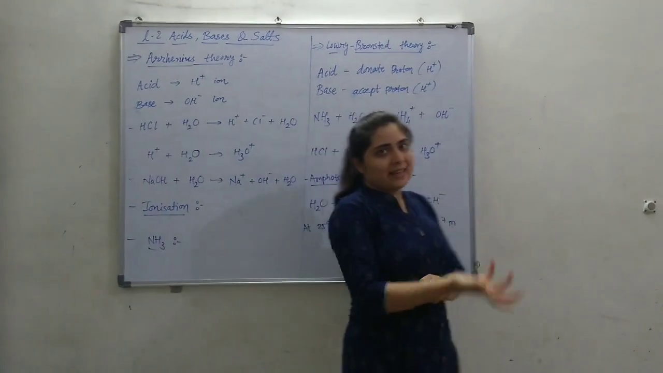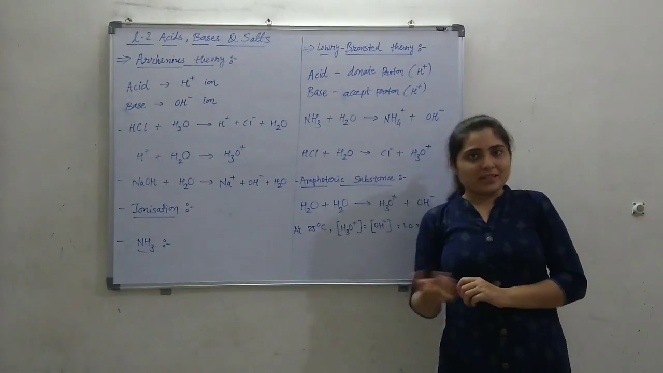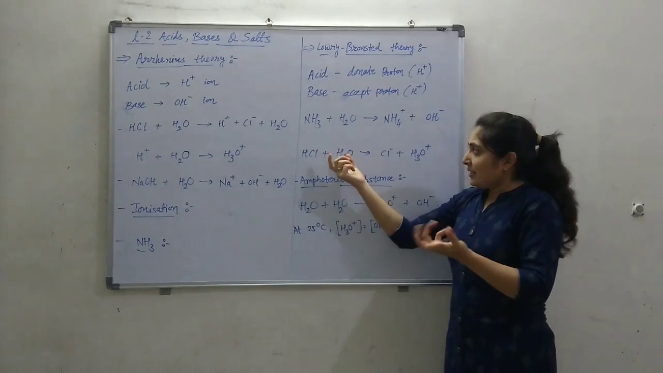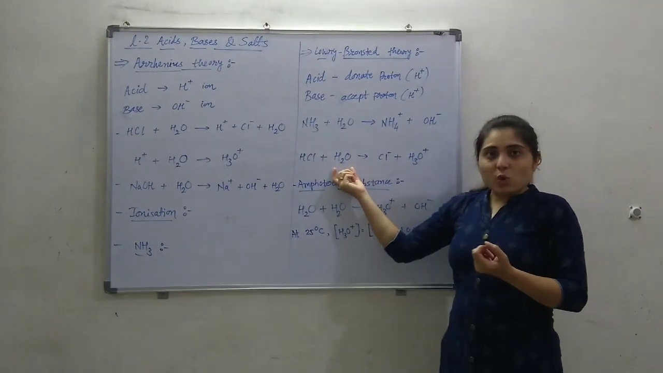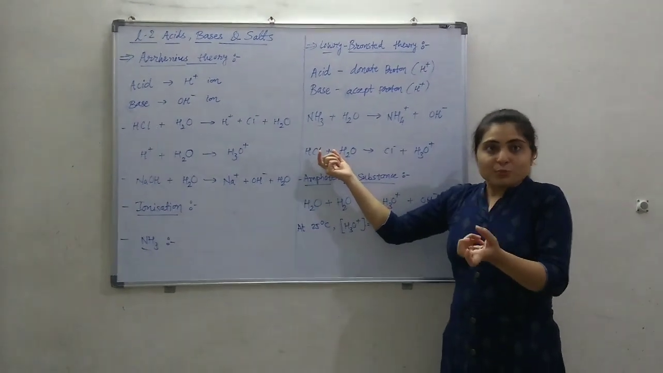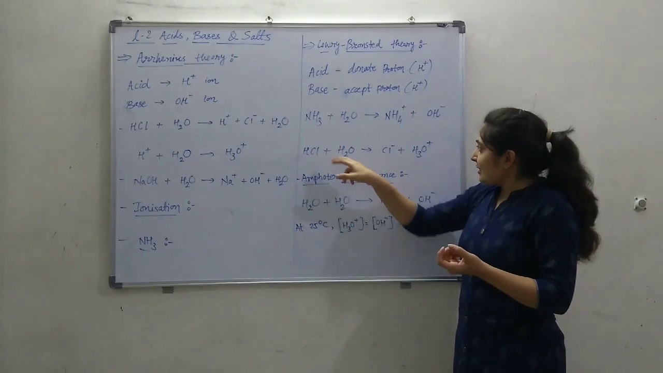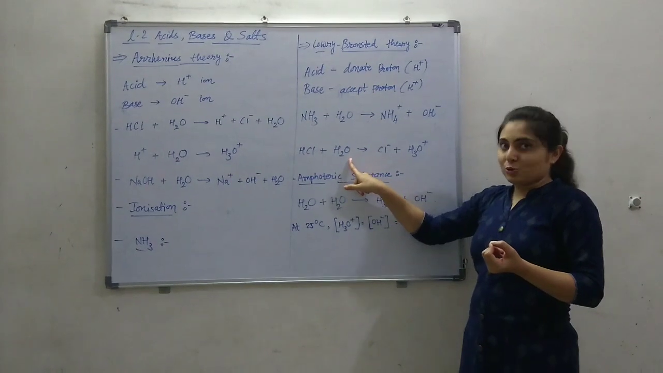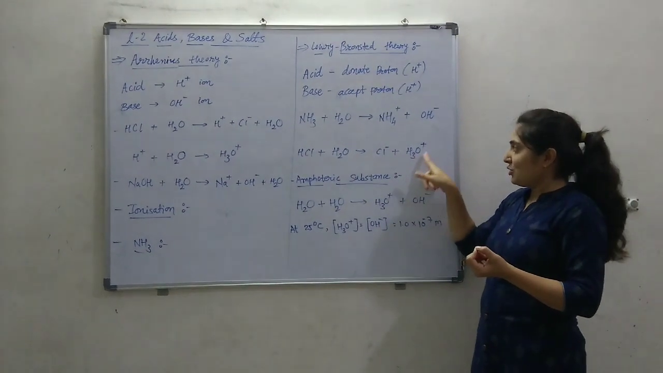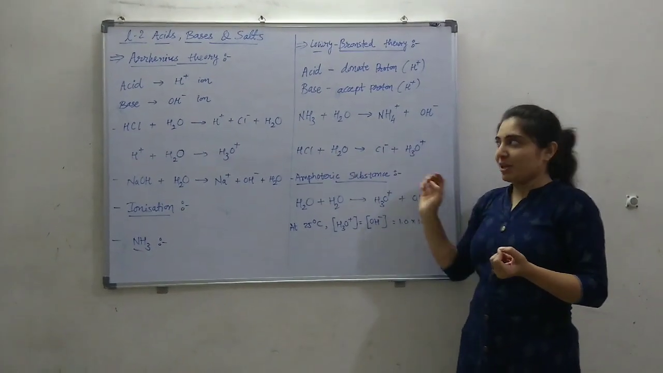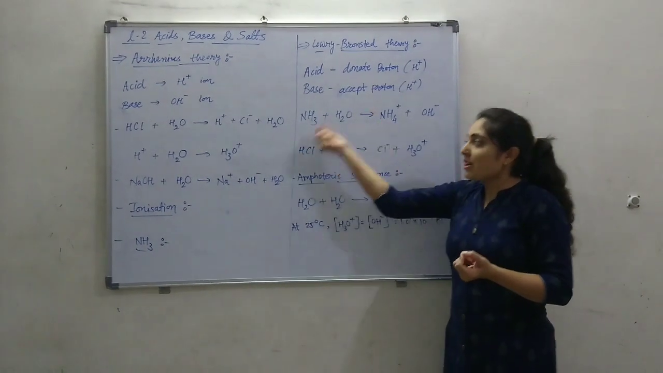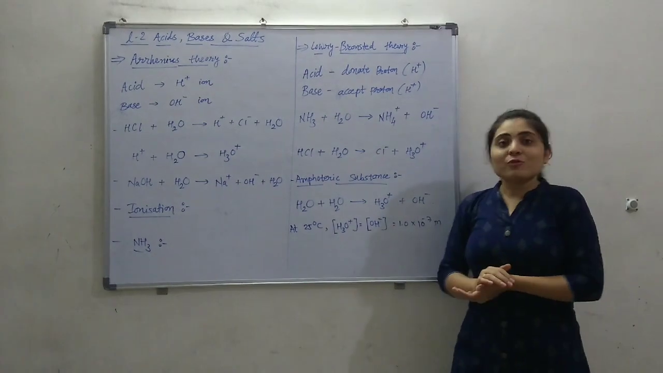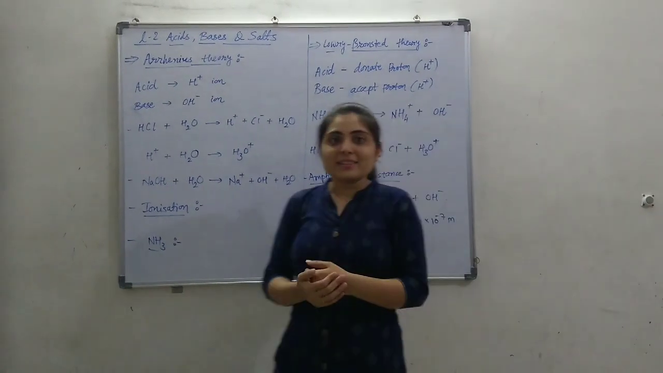Donation of a proton makes a substance an acid, and accepting a proton makes it a base. In HCl it is an acid. So let us see HCl plus water. If it gives the proton, yes, it has given. In HCl, the H plus is added to H2O, that is H3O plus, and Cl minus will remain. So HCl has given H plus to water. That's why donation of H plus is called the acid.